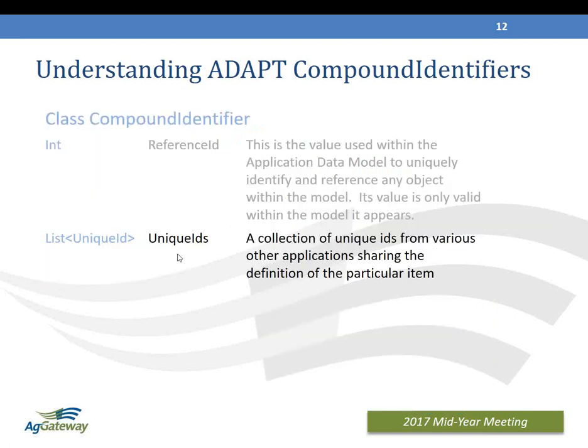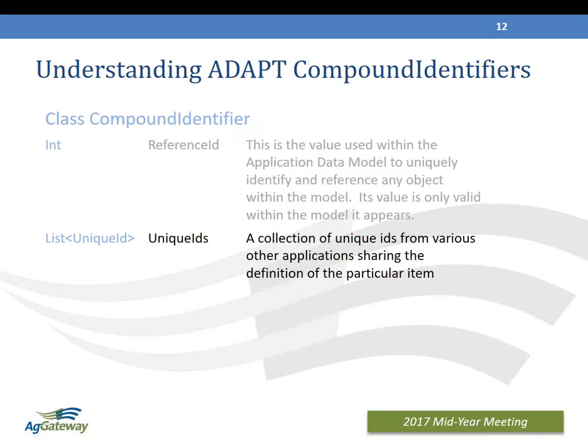Let's go back now and take a look at the second part of the compound identifier, the unique IDs. This is a list or collection of unique IDs from various other applications. So what we want to do is to say my FMIS application understands this field, as long as I'm talking about fields, as this particular value. This is its unique identification, and wherever that's used, it always points to this particular field.